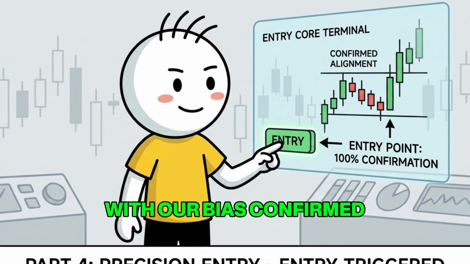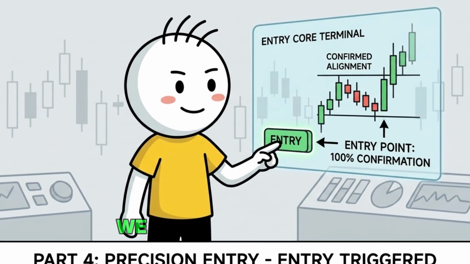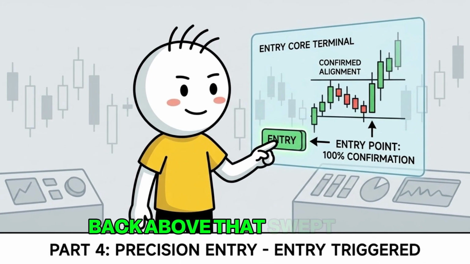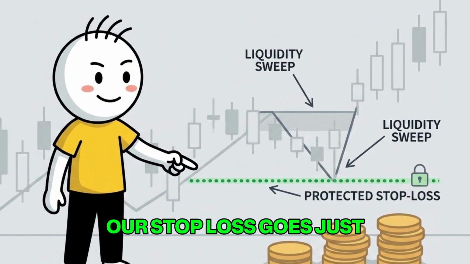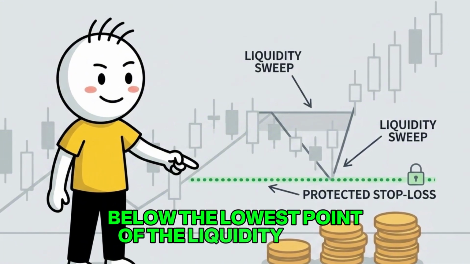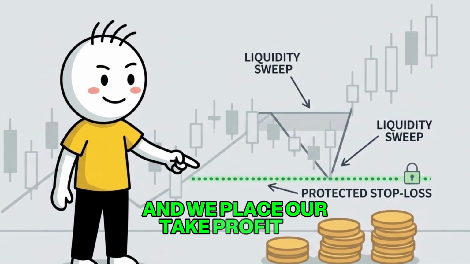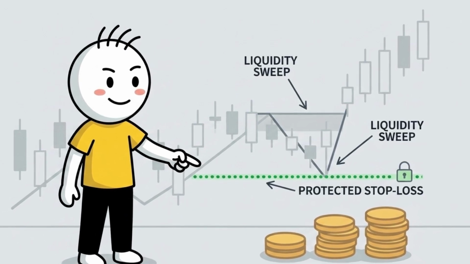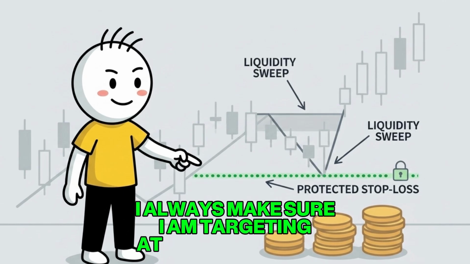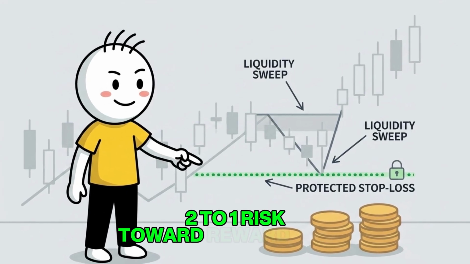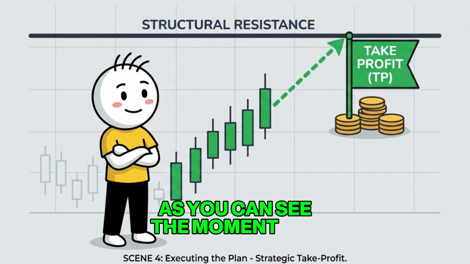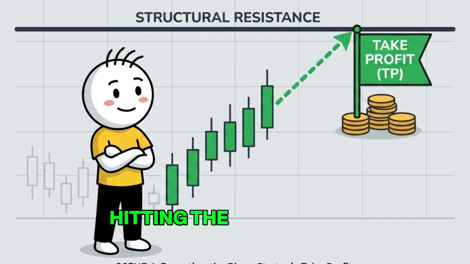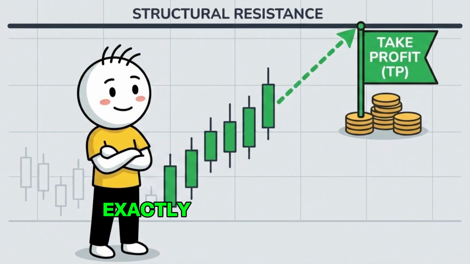With our bias confirmed, we jump back down to execute. We take our buy entry the exact moment the 15-minute candle closes back above that swept low. Our stop loss goes just a few pips below the lowest point of the liquidity sweep, and we place our take profit at the next significant structural resistance level on the chart. I always make sure I am targeting at least a minimum 2-to-1 risk-to-reward ratio. As you can see, the moment the trade was live, price moved beautifully and smoothly in our direction, hitting the target with absolute precision, exactly as planned.